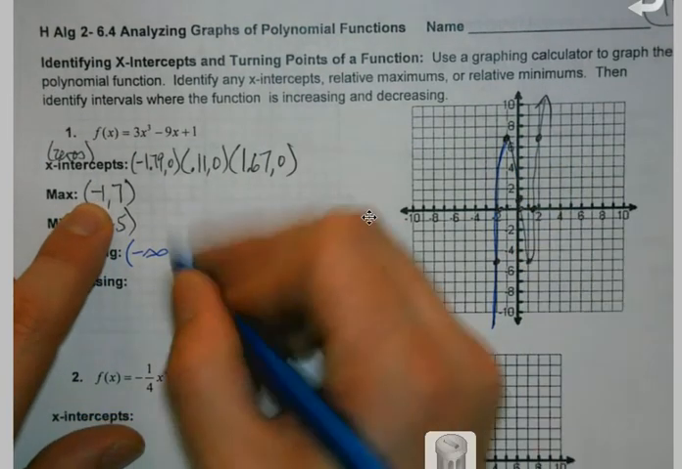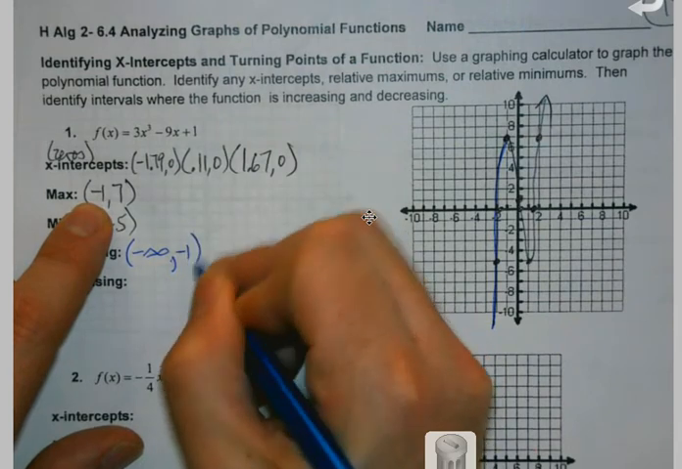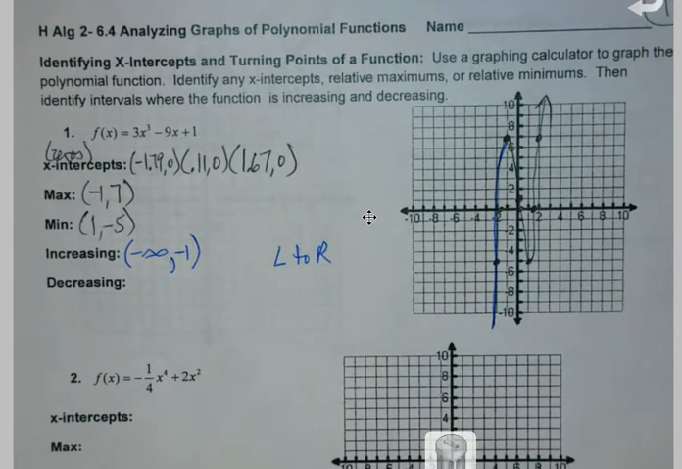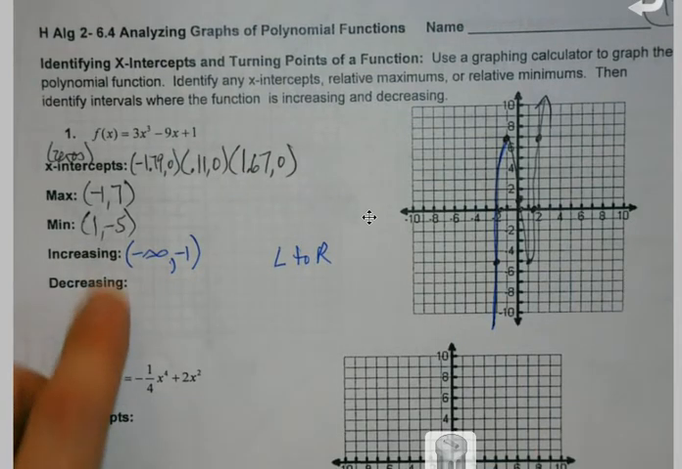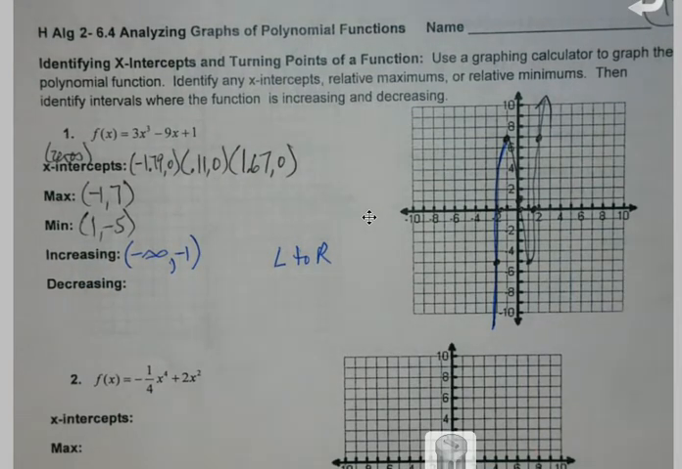Now this is going to be the part for some of you that are going to be like, wait a minute. Even though I'm looking at my graph going up or down in value, when I'm doing increasing, decreasing, I'm still looking at it in regards to x.